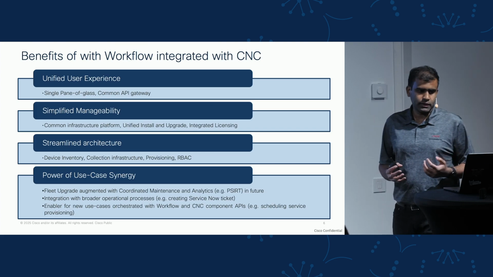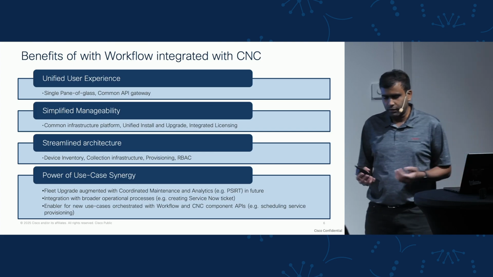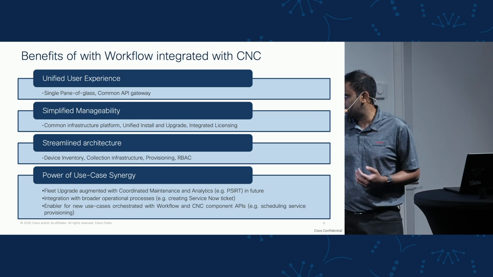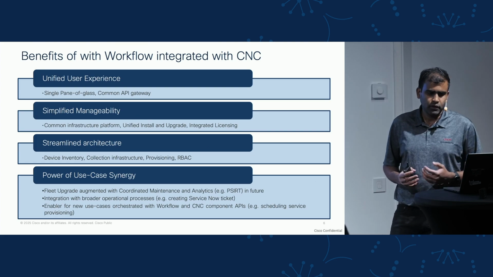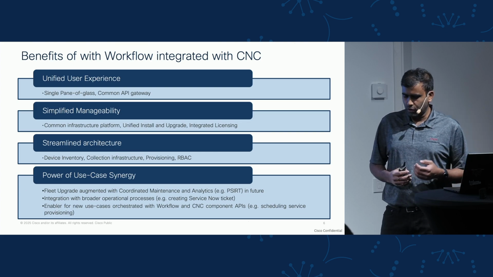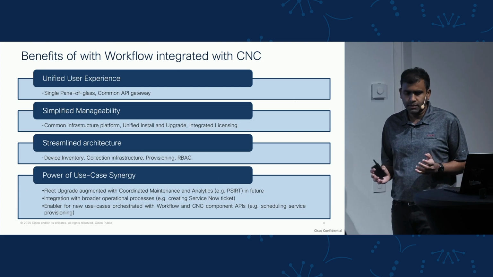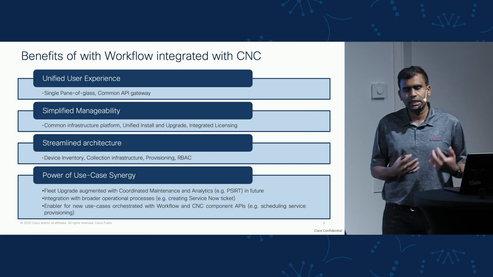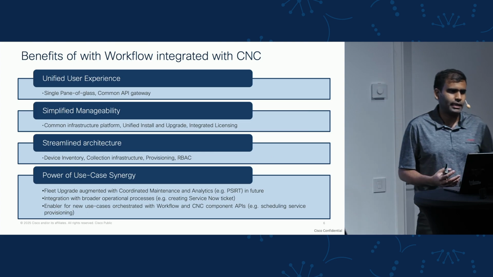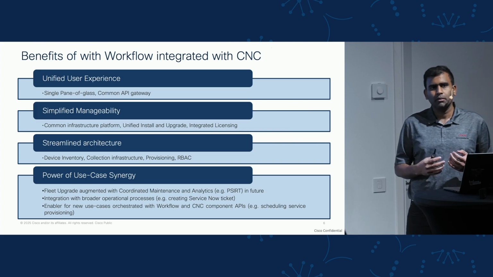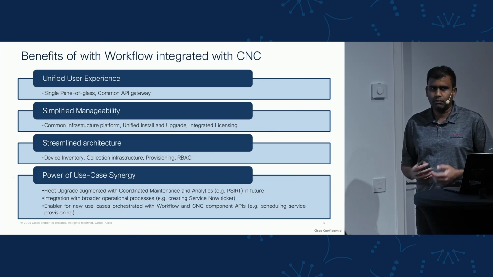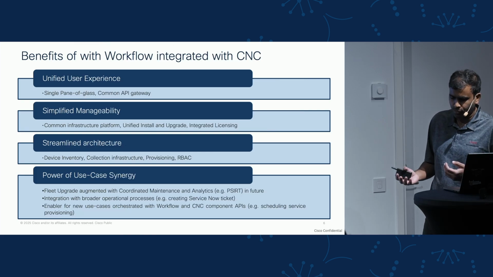The different use cases I would like to touch upon here are fleet upgrade with augmented coordinated maintenance and analytics, which is coming in future, but half of them are there today. You can try fleet upgrade today. You can do integration with broader operational processes, like, as I told you, you can create tickets whenever you see some anomalies in your network, and those tickets can be automatically assigned to the right operators by setting certain business rules. This can all be done in an automated way. There is no requirement of a human in the loop.